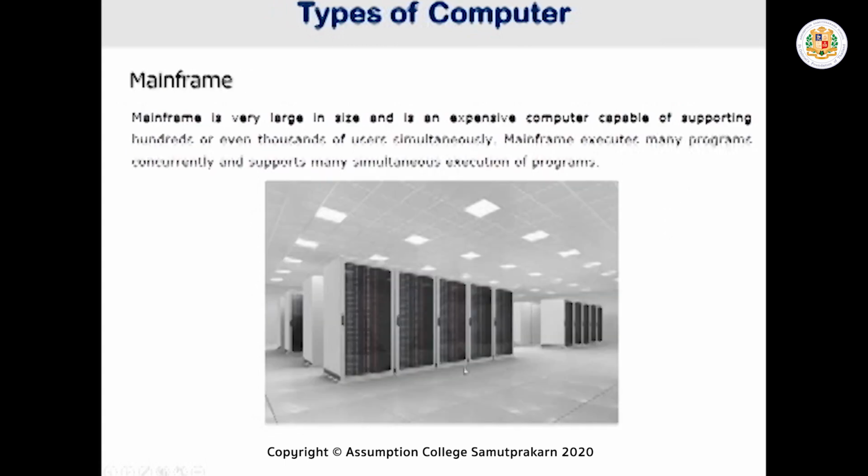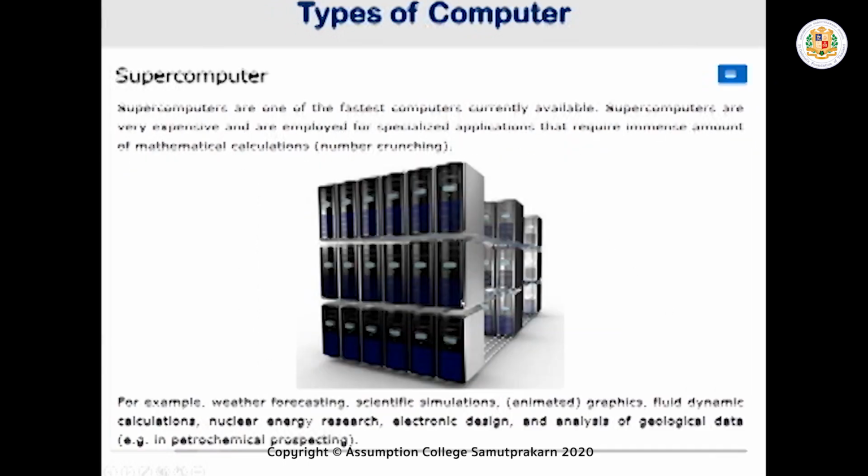Next, we have the mainframe computer. Look at this. These computers are used in big companies, capable of supporting hundreds or even thousands of users. And next, we have the supercomputer. Supercomputers are one of the fastest computers currently available. If you see big organizations like data mining or Bitcoin mining, maybe they use these kinds of computers. Film companies, where they render big files and high quality images, use these kinds of computers.